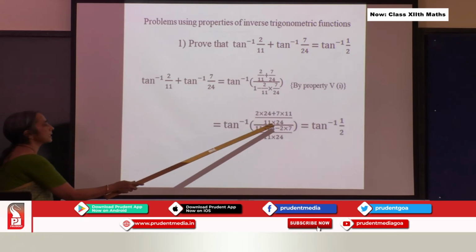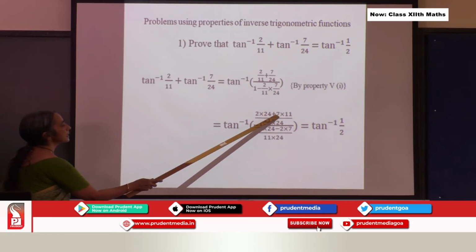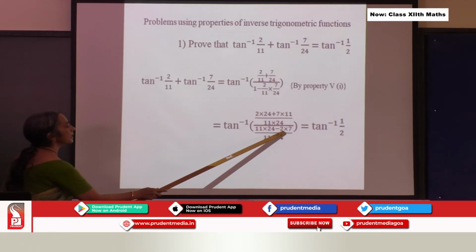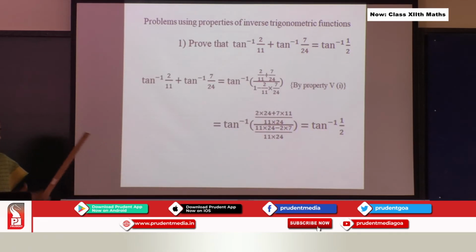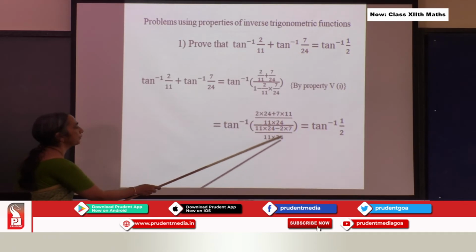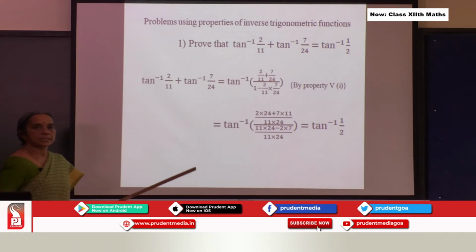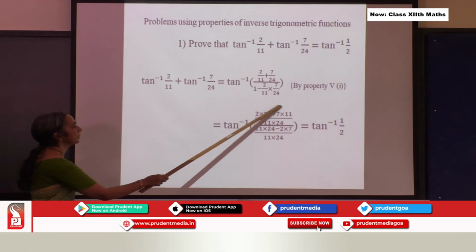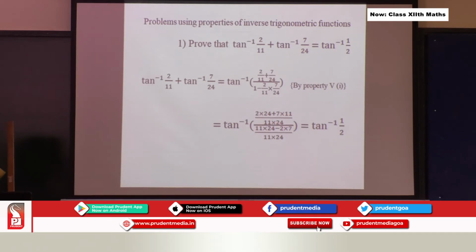Using that property, we are getting this step and then we have to simplify. Take LCM, LCM is 11 into 24, then you get 2 into 24 plus 7 into 11 upon 11 into 24 minus 2 into 7 upon 11 into 24. You have to simplify. I did not write those steps. 11 into 24 gets cancelled, you will get 48 plus 77 there, and you have to find out the value. You will simplify this, you will get half. So which is tan inverse of half.